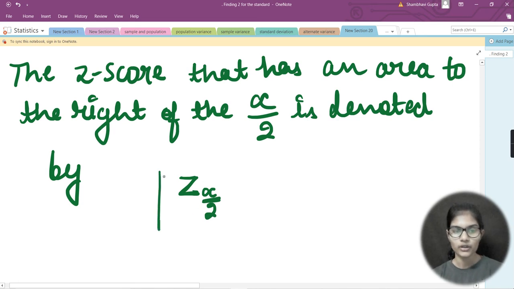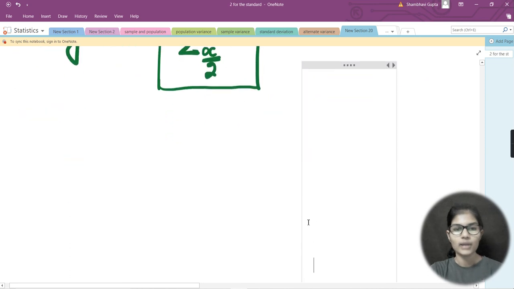So this is basically how you denote this Z score. It has an area equal to the right of alpha by 2 and is denoted by Z, and here downside it is written alpha by 2, right? This is about the Z score.